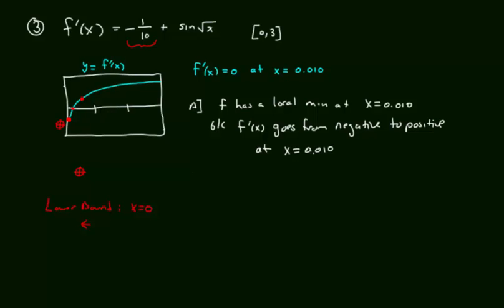I think you're getting the point now. For part B, f is increasing on bracket 0.010 to 3. Now I'm including the 3 because that's in the domain, and that's because f prime of x is greater than 0 on the parenthesis version.